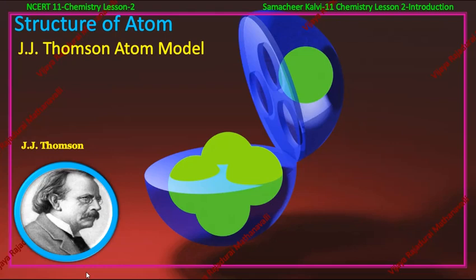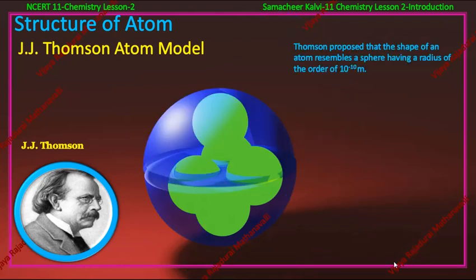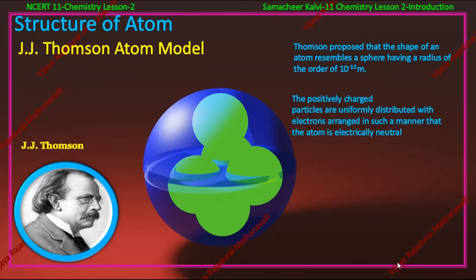The plum pudding atomic theory assumed that the mass of an atom is uniformly distributed all over the atom. Thomson proposed that the shape of an atom resembles a sphere having a radius of the order of 10 to the power of minus 10 meter. The positively charged particles are uniformly distributed, with electrons arranged in such a manner that the atom is electrically neutral.